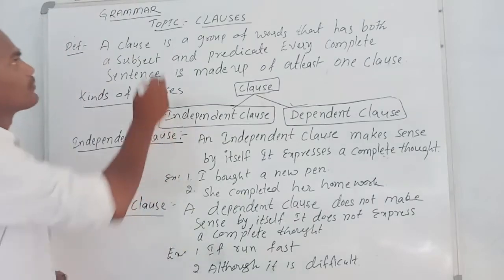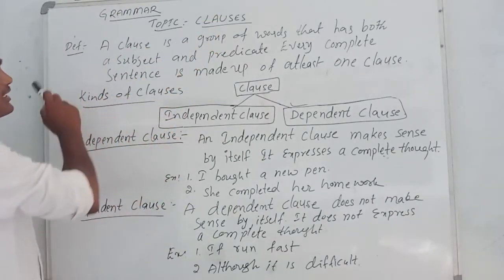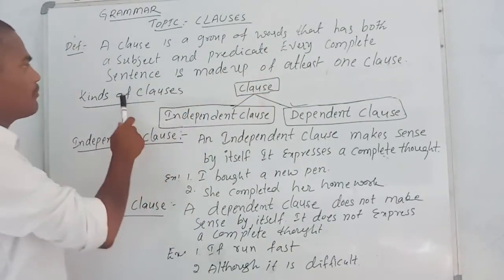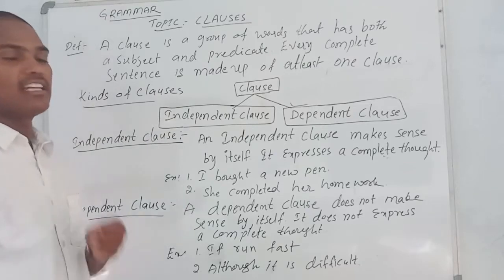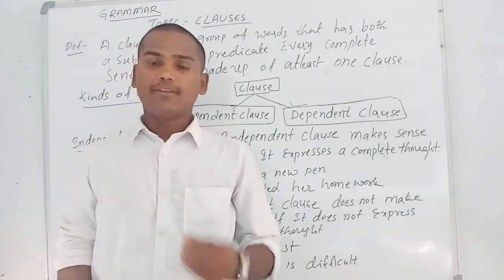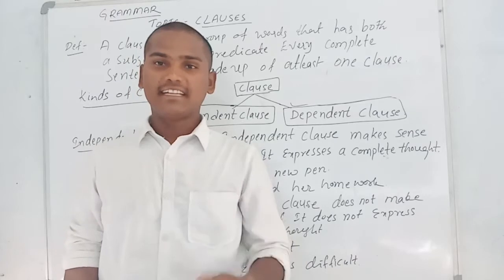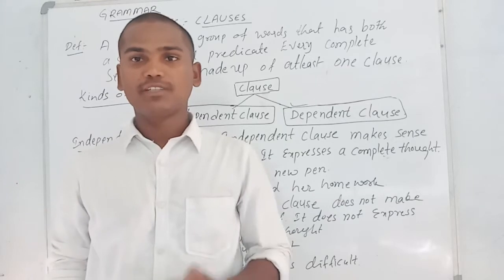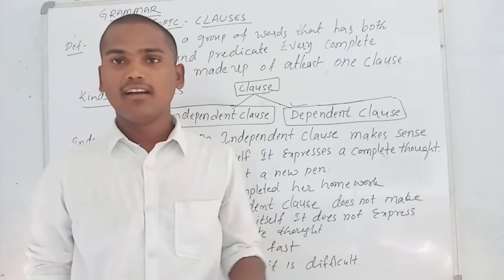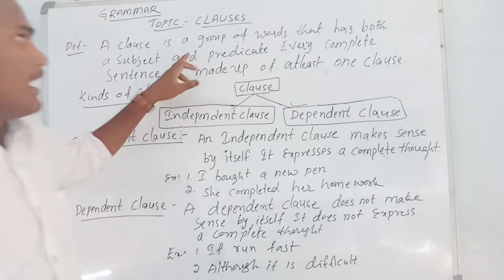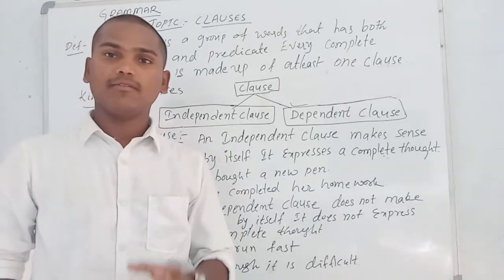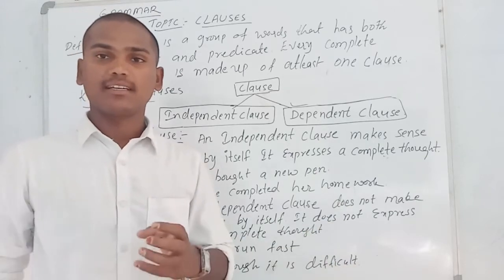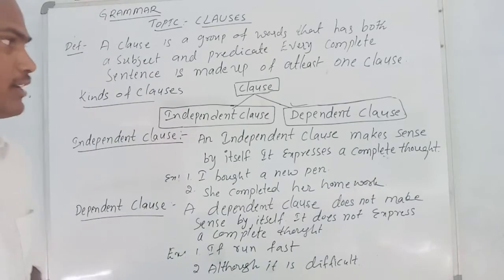Okay, here the topic is the definition of clauses. A clause is a group of words that has both a subject and predicate. Every complete sentence is made up of at least one clause. So that is the definition of a clause. I think it looks like the sentence definition. Do you remember? A group of words which makes complete sense is called a sentence. So both look alike. A sentence consists of a group of words and a clause also consists of a group of words. That is very important to remember.